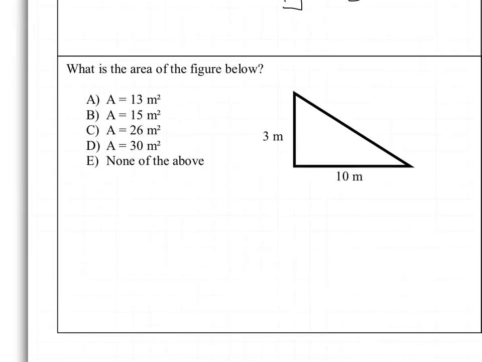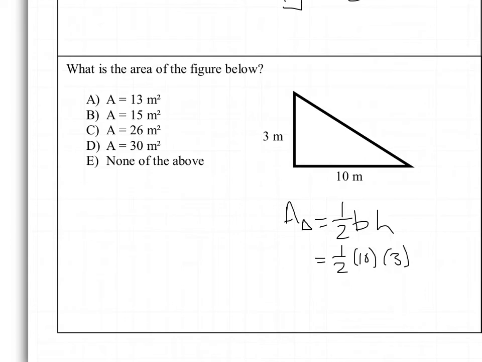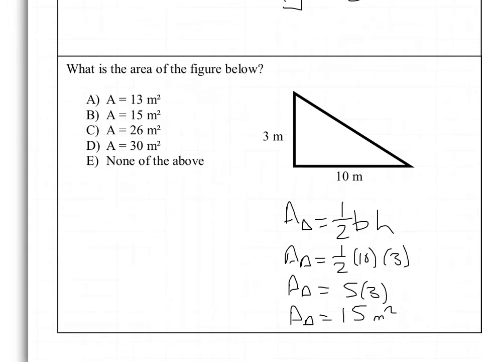Coming down here, we have what is the area of the figure below. So the figure below is a triangle. Our equation for the area of a triangle is 1/2 of the base times the height. So I'm going to write the equation. I'm going to plug my values into the equation. Then I'm going to solve the equation. Half of 10 is 5 times 3 is going to give me 15 meters squared. So again, write the equation, plug into the equation, solve the equation.